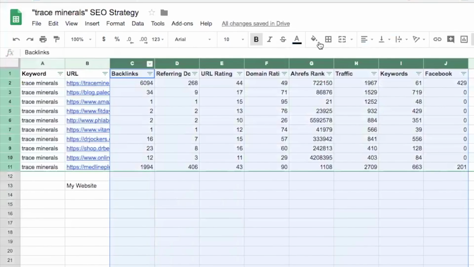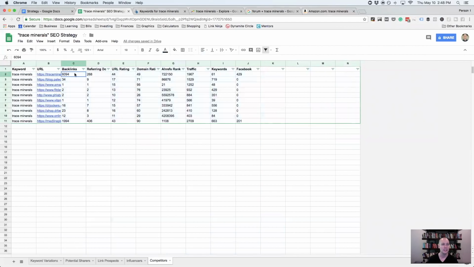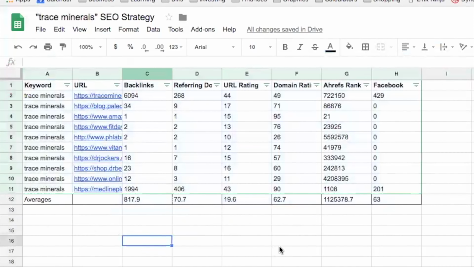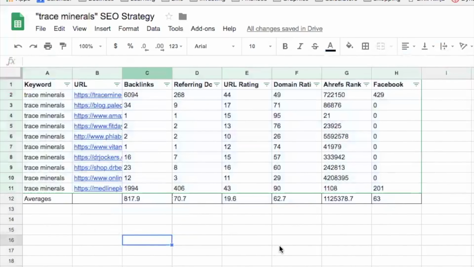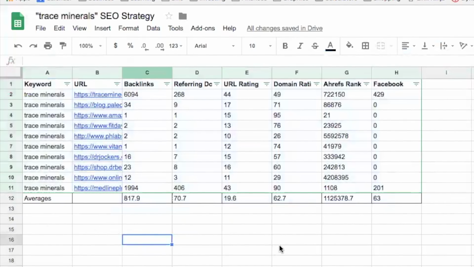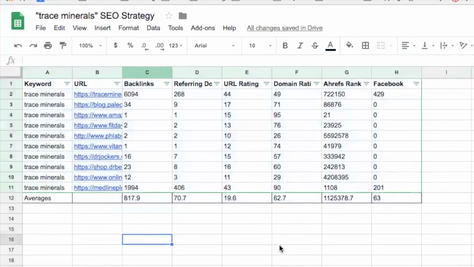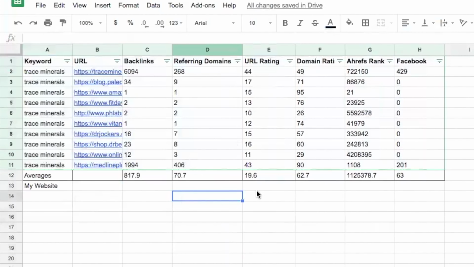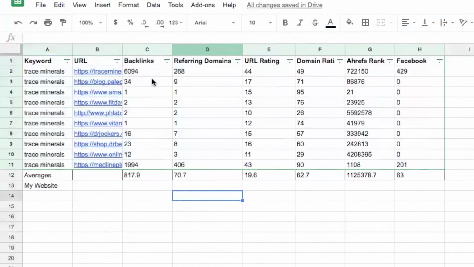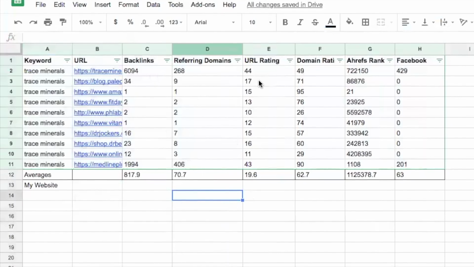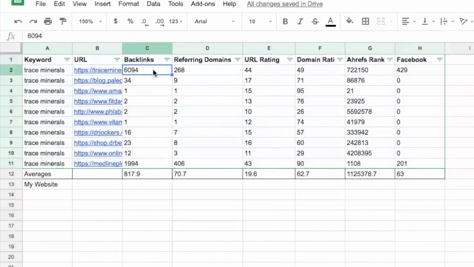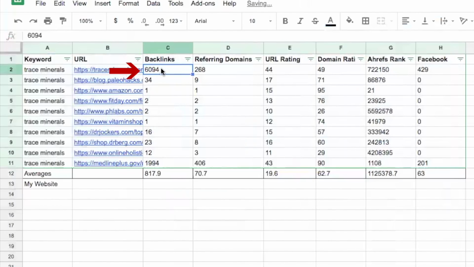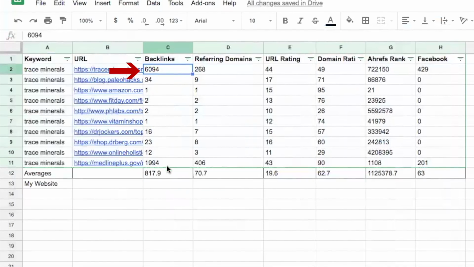So then what I like to do is I like to get an average of each of these categories. Okay, so once you have all your averages laid out, this is a really good way to get a 30,000 foot view of the competition for this keyword versus your website. So I'm just going to show you a hypothetical situation. So what you want to do is you kind of want to just look to see what you're up against. So in this case, I can tell that one competitor is just dominating the backlink quantity.